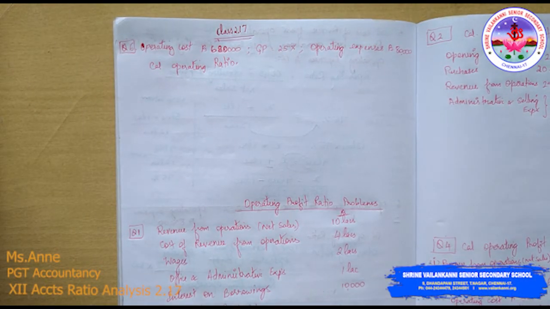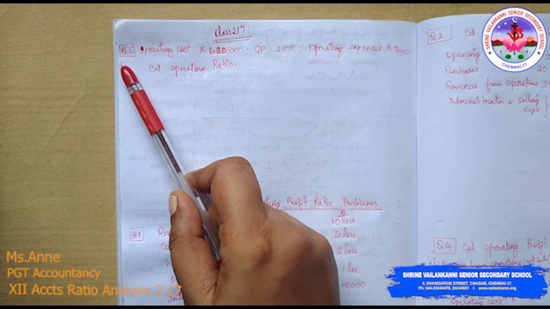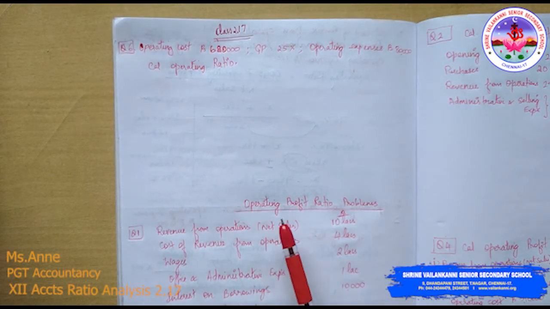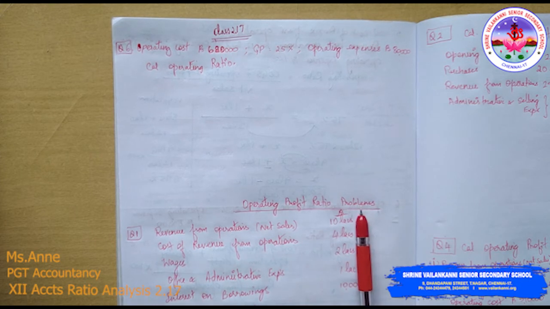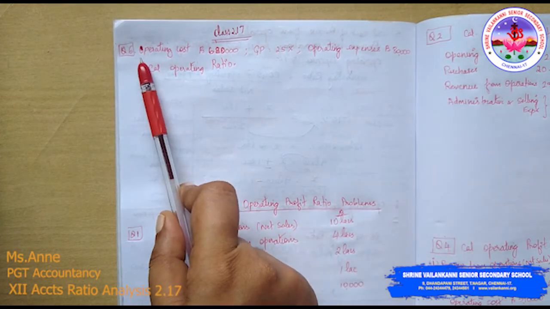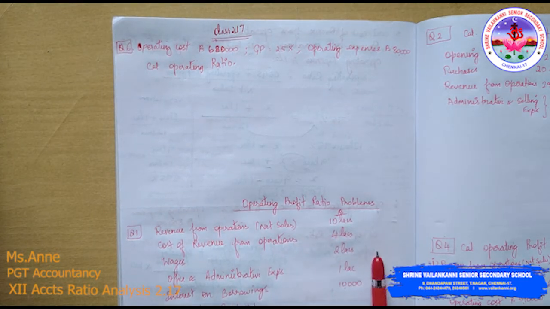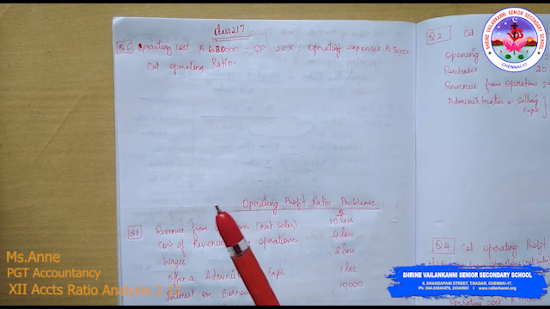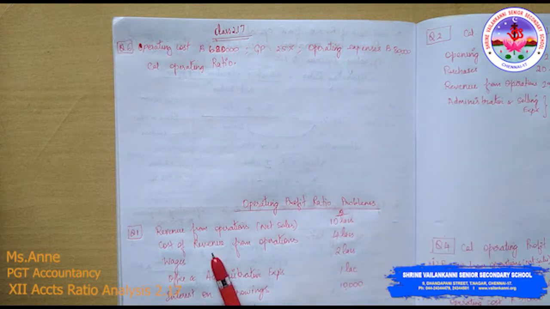This class is about the continuation of 2.16. We have to solve the sixth question, and also this is a class that will discuss operating profit ratio problems. So this is operating ratio. This is operating profit ratio. As we know, operating ratio as well as operating profit ratio are complementary to each other. So we are going to discuss in detail about this.